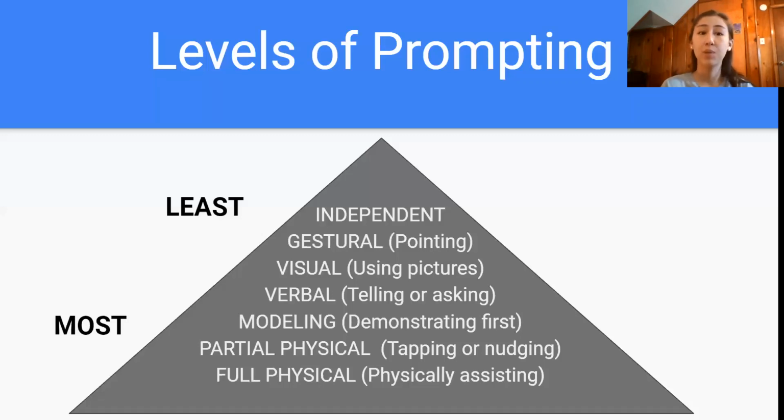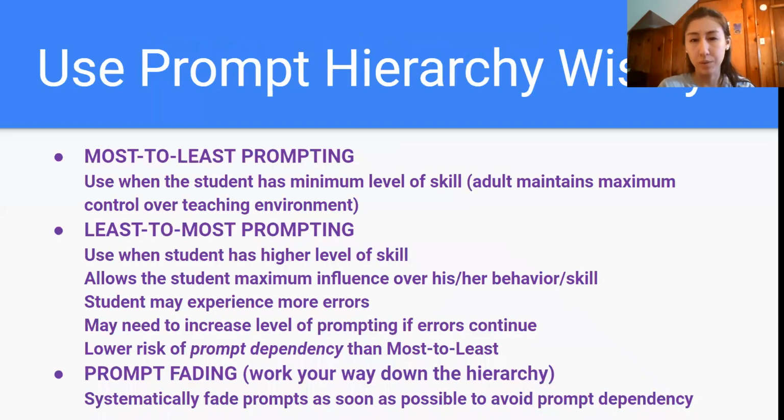Working our way up to the most intense forms of prompting are partial physical and full physical. A partial physical could be if you're trying to guide your student's arm towards something, you can nudge them at the elbow and push them forward. You can gently touch their wrist and guide them. Working all the way up to a full physical prompt is where you're really doing hand over hand prompting, guiding them. And that's really for new skills.